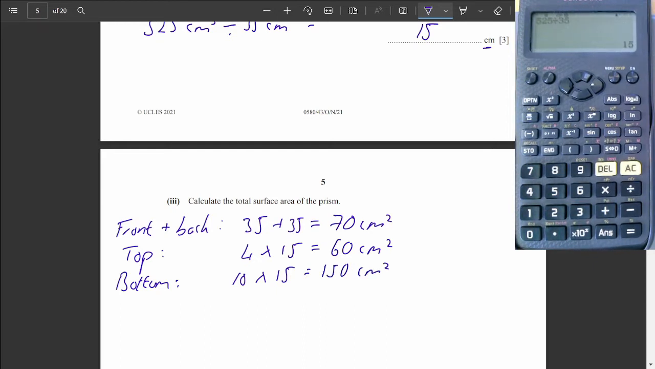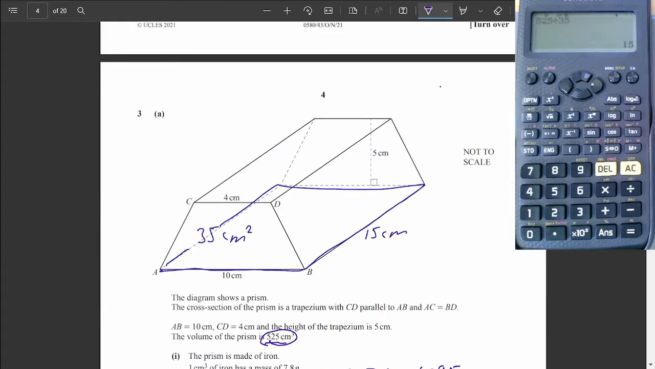Then we've got the left and the right side. Let's just say the sides. They're going to be the same, so we can work out one and double it. So let's see what we have here. For the sides, we have the length, but we don't have the height or the width in this case.